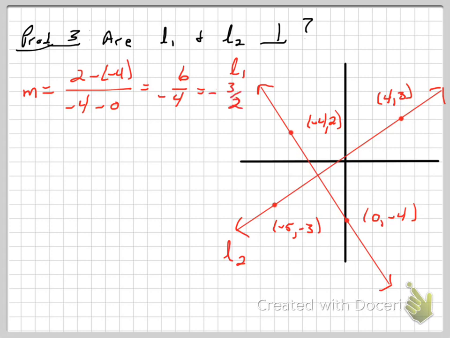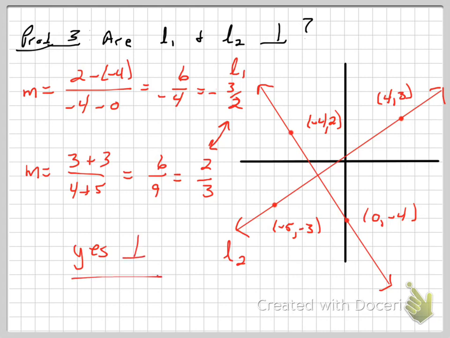Okay, let's find the slope of L2. Change in y, which is 3 minus a -3, or 3 plus 3, over 4 minus a -5, or 4 plus 5, which gives me 6 over 9, which again reduces to 2/3. If I look at these two, are they negative reciprocals? Yes. Perpendicular lines.